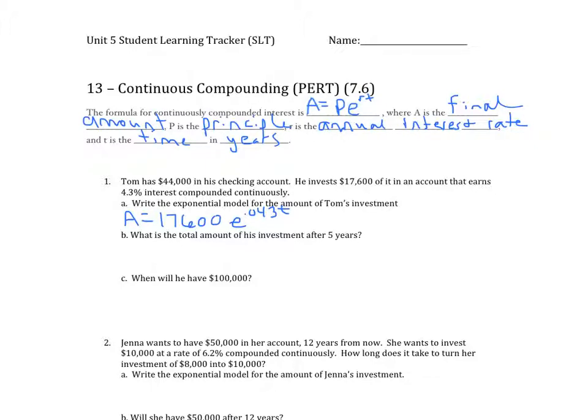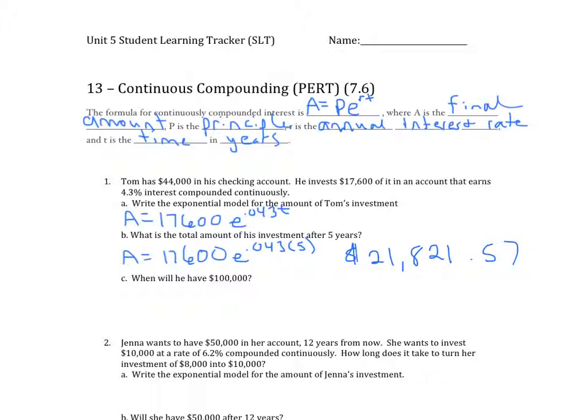What is the total amount of his investment after 5 years? So that would be A equals 17,600 e to the 0.043 times 5. So go ahead and put that in the calculator. So after 5 years, Tom has $21,821.57.